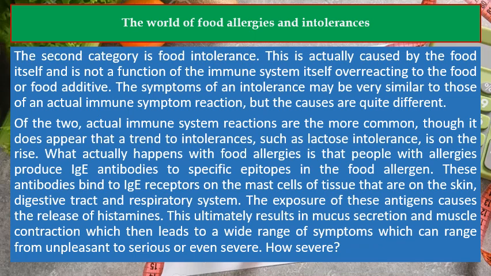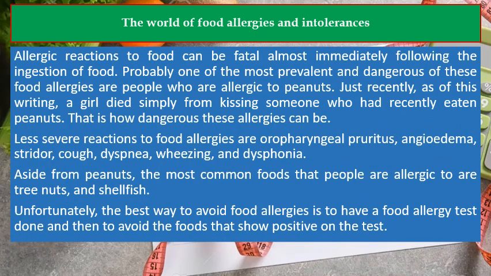This ultimately results in mucus secretion and muscle contraction, which then leads to a wide range of symptoms which can range from unpleasant to serious or even severe. How severe? Allergic reactions to food can be fatal almost immediately following the ingestion of food. Probably one of the most prevalent and dangerous of these food allergies are people who are allergic to peanuts. Just recently, as of this writing, a girl died simply from kissing someone who had recently eaten peanuts. That is how dangerous these allergies can be.